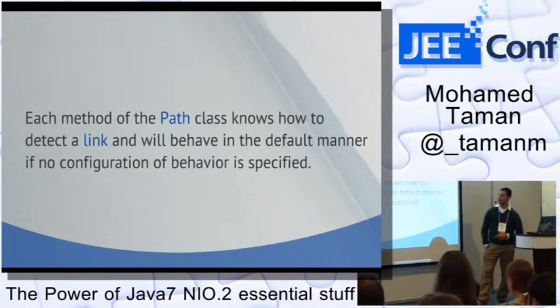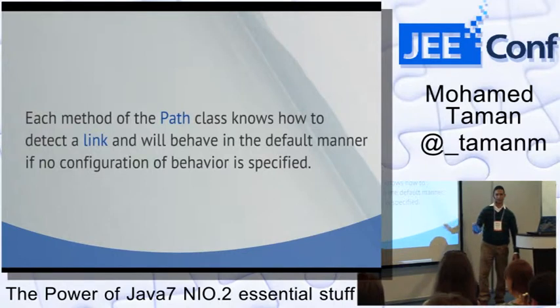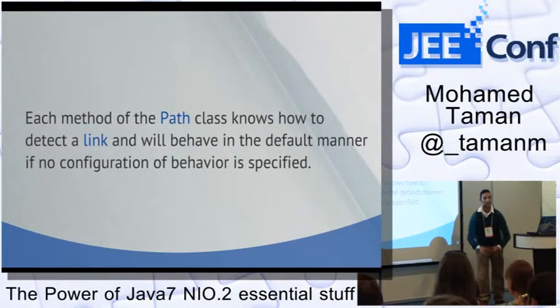Each method of the Path class knows how to detect a link. You have methods to ask, is it a symbolic link? Is it a hard link? So you can do your operation, especially when you're traversing a tree and you don't need to follow the link. If you detect a directory that is a symbolic link, don't follow. Just skip and get the actual directory, and continue the traversal till you reach your point.